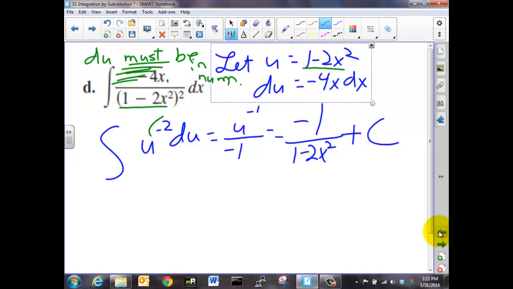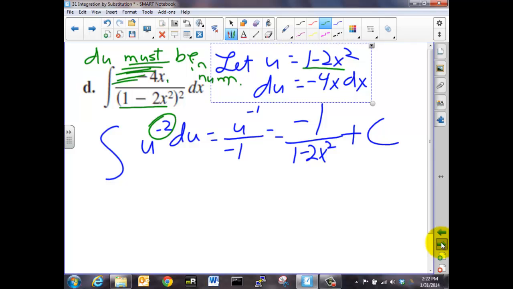When we move it up, remember the exponent becomes negative, u to the negative 2. When we add 1 to negative 2, we get negative 1, not negative 3. The u cubed is going to be in your answer choices because that's a common mistake. So it should be u to the negative 1 divided by negative 1. And I would simplify that as negative 1 over 1 minus 2x squared plus c. Okay?